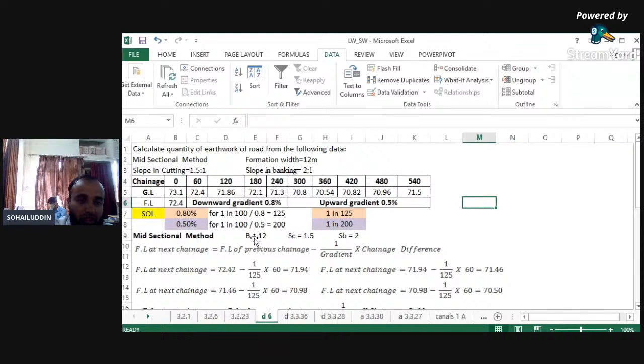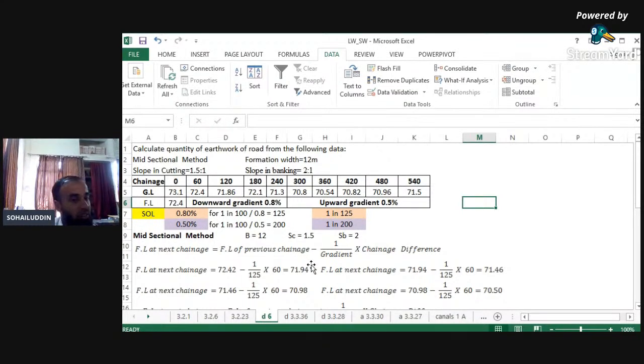Again, in the same way, width is given as 12 meters. Slope in cutting has been given as 1.5. Slope in banking has been given as 2. Formation level formula: how to find out at the next change? As the start is downward, therefore we are using the minus sign. Formation level of previous change minus 1 upon gradient multiplied by change difference.